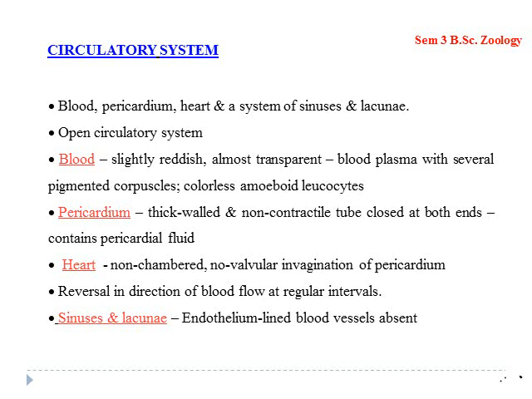Okay. Now, what are the components of the circulatory system? The major components of the circulatory system of Ascidians include blood, pericardium and heart, and a system of sinuses and lacunae. Okay. Now, regarding the blood, blood is slightly reddish in color and almost transparent, and it possesses several pigmented corpuscles and colorless, amoeboid leukocytes suspended in the blood plasma.